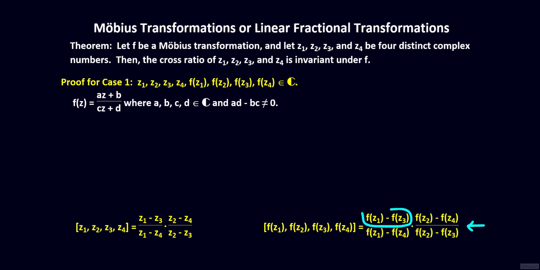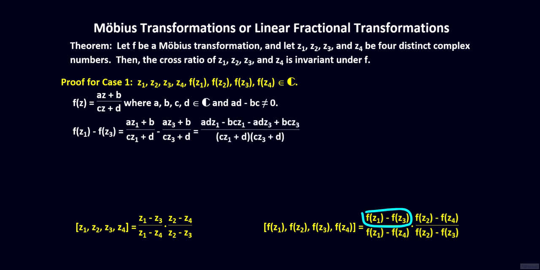We start with f of z sub 1 minus f of z sub 3. f of z sub 1 equals the quantity a times z sub 1 plus b divided by the quantity c times z sub 1 plus d. f of z sub 3 equals the quantity a times z sub 3 plus b divided by the quantity c times z sub 3 plus d. We combine these fractions and factor out the result.